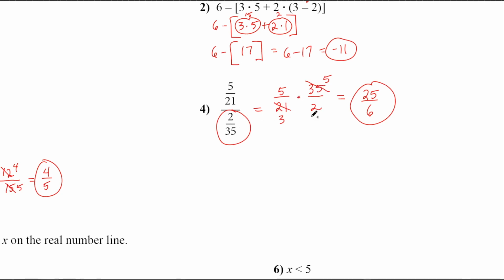It's 35 over 2. I simplify it. So I looked at 21 and 35, and I said 7 can go into both of those. 7 goes into 21 3 times, into 35 5 times. Nothing else can cancel out, so I just multiply straight across the top. 5 times 5 is 25. 3 times 2 is 6.